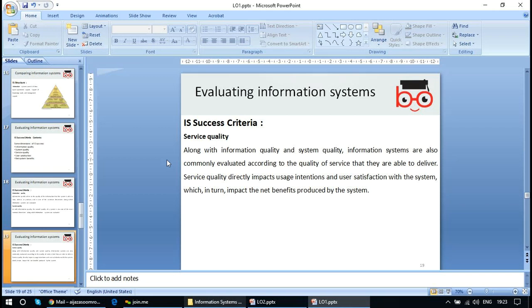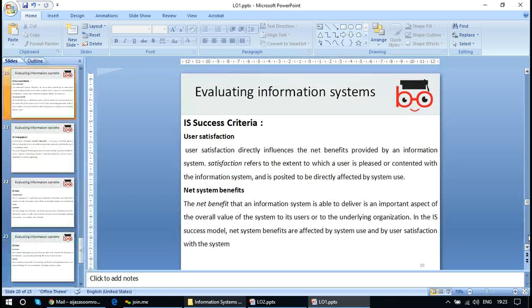Do you agree? Definitely. And if it's not successful, you may as well not have it. So even if you have good information quality and a good overall system, but you don't provide good service in terms of how you serve your clients using the information system, that matters for success.